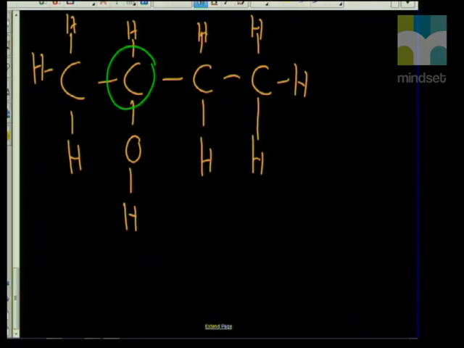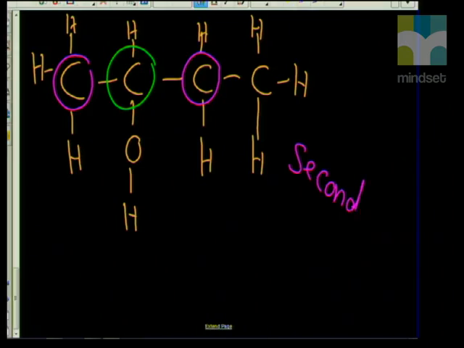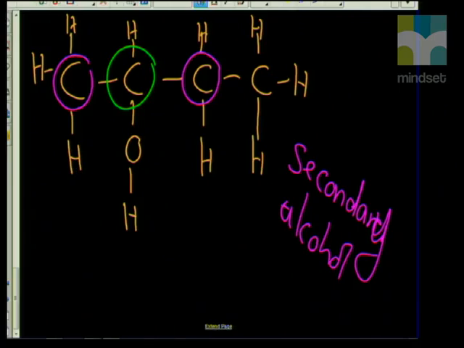Once you've circled that carbon, you then say to yourself, how many carbon partners does that one in green have? Well, look over here. It has one carbon over here. It has one carbon over here. This means that this is a secondary alcohol. You say to me, okay, so the carbon that the O is bonded to has two other carbons. So what would a primary alcohol be? Well, it's not that difficult to do.